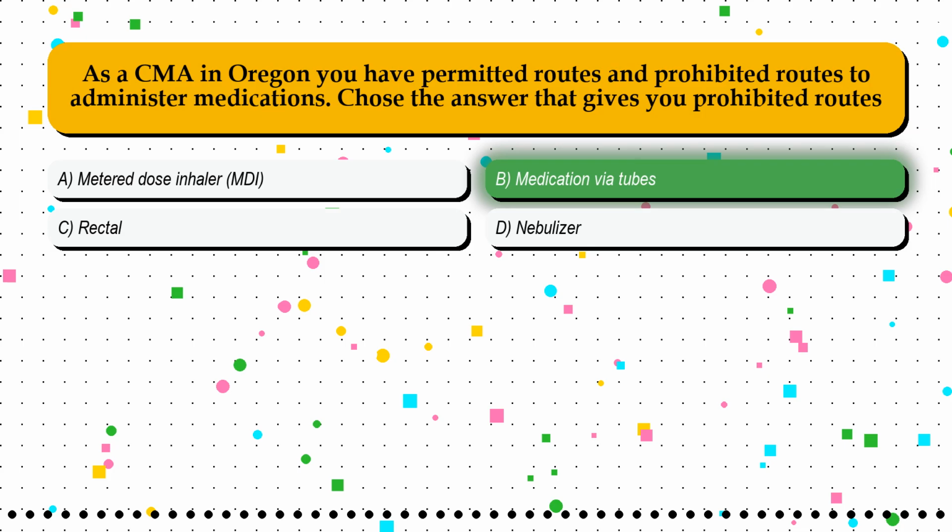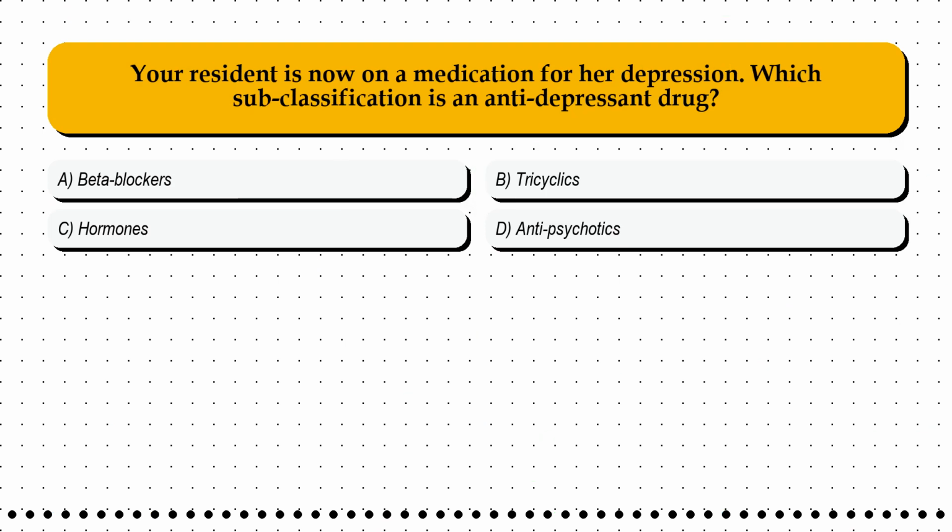The correct answer is option B, medication via tubes. Question 376. Your resident is now on a medication for her depression. Which subclassification is an antidepressant drug? Option A, beta blockers. Option B, tricyclics. Option C, hormones. Option D, antipsychotics.